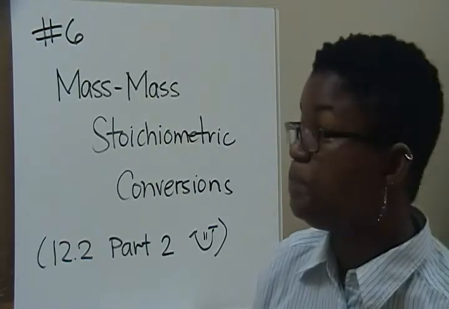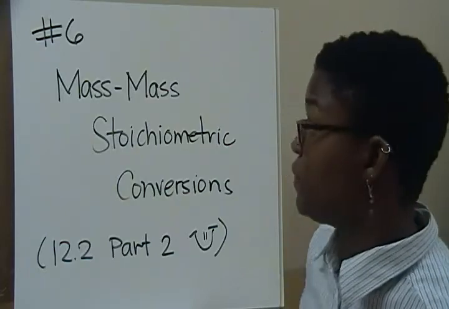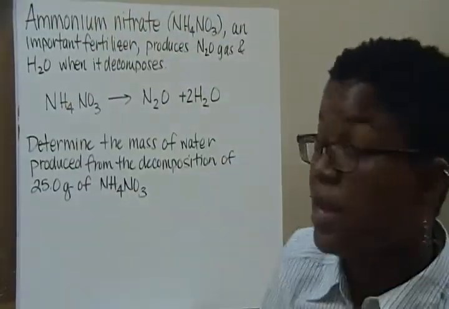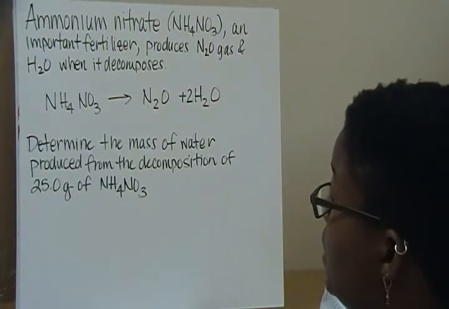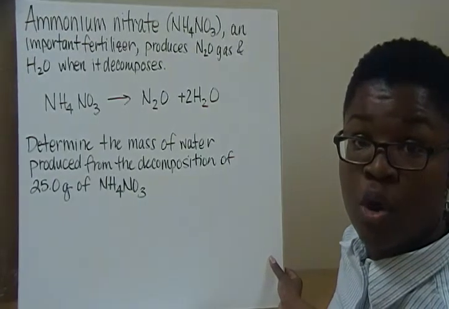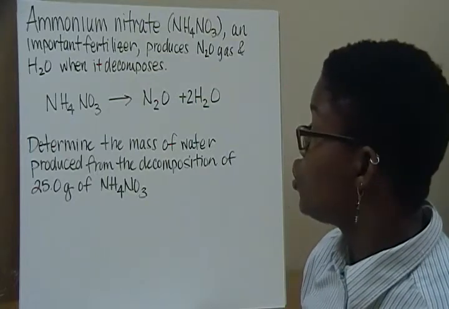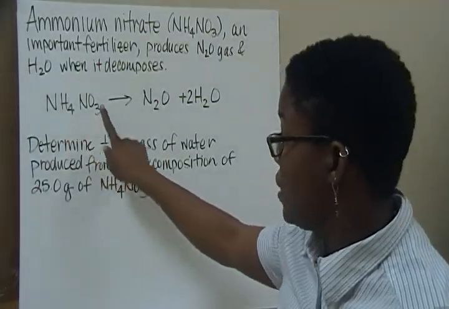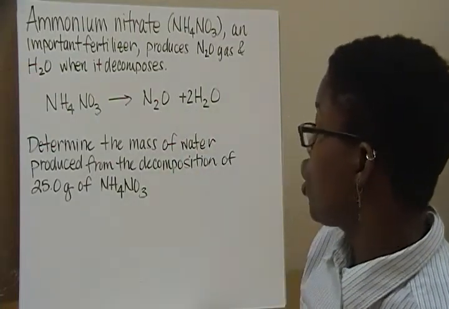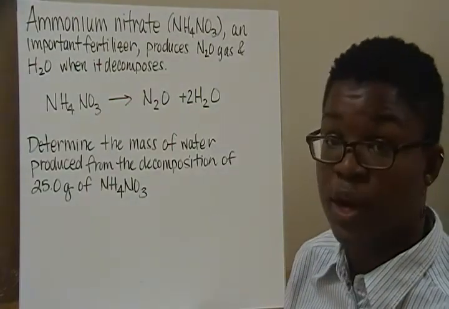All right, let's begin. What I have for you today is a sample problem, which I'll read to you and then we'll solve together. Ammonium nitrate, NH4NO3, is an important fertilizer, and it produces N2O gas and water when it decomposes. So here's the equation: NH4NO3 yields N2O plus 2H2O. Determine the mass of water produced from the decomposition of 25 grams of NH4NO3.